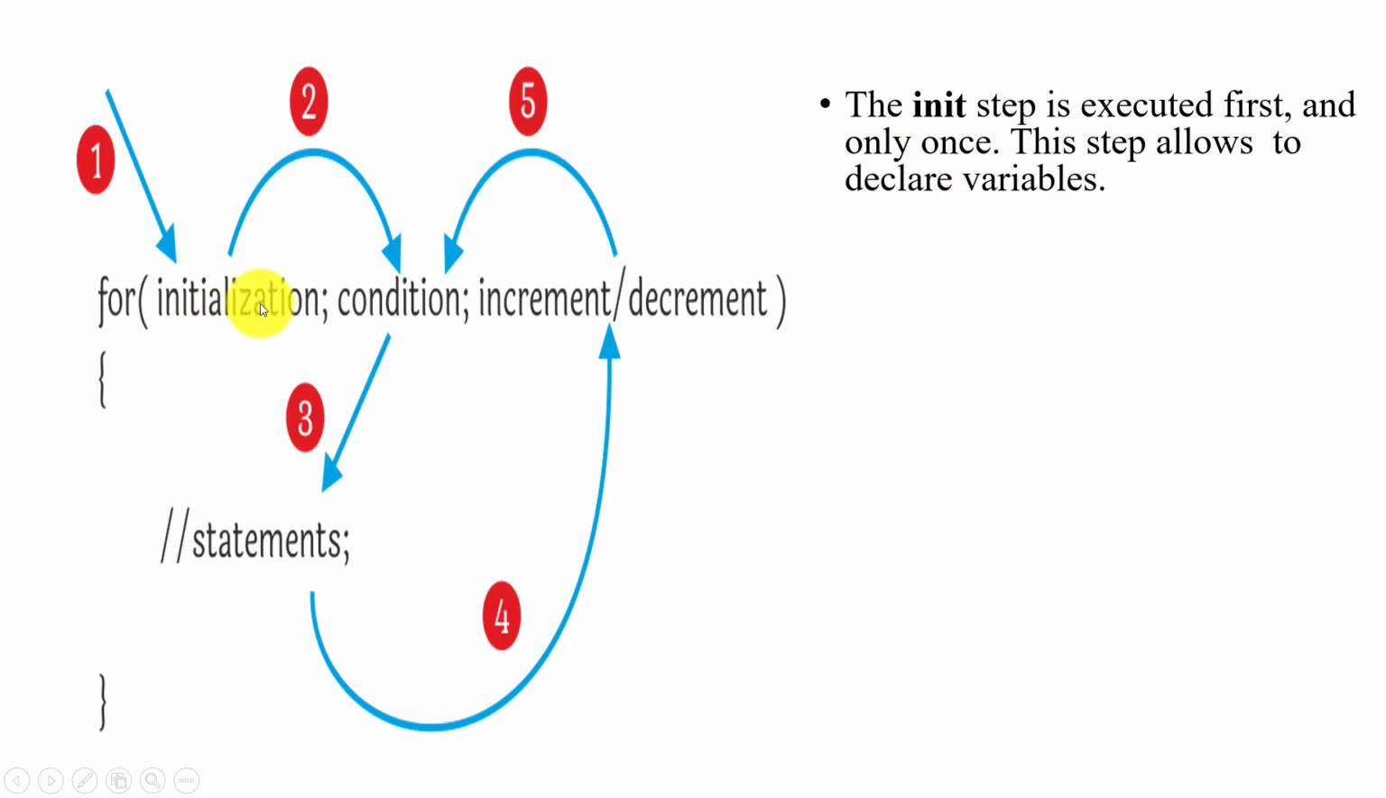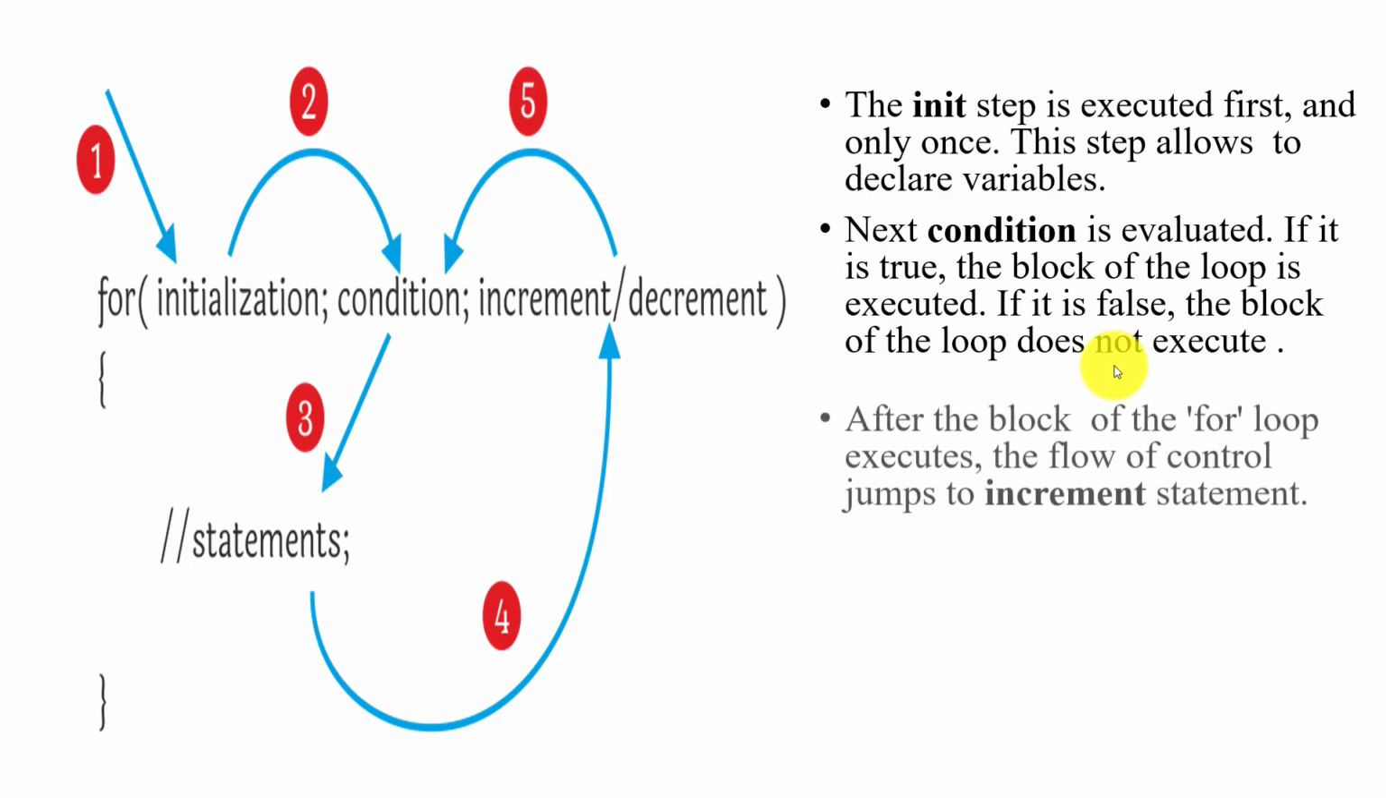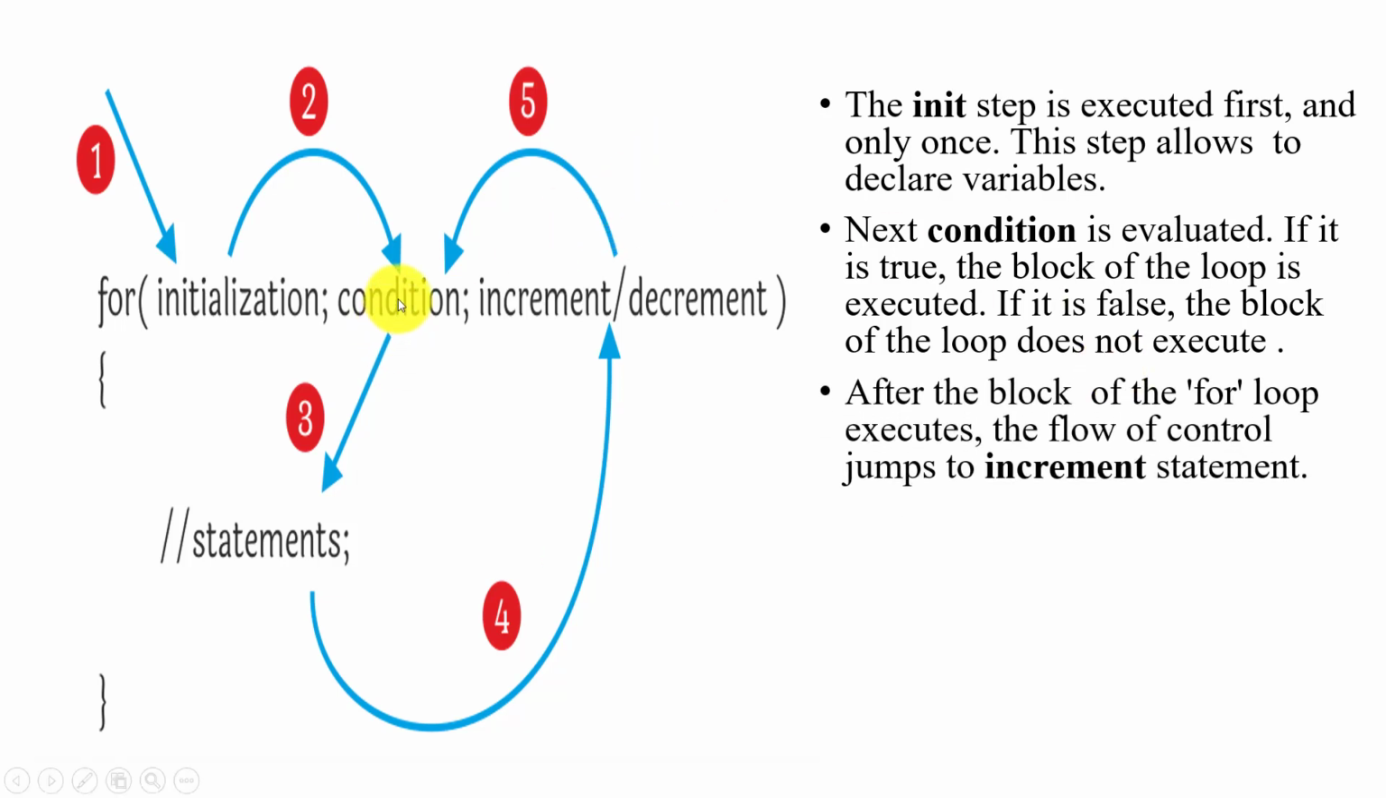After the initialization, the second step is the condition. The condition is evaluated, and we check it as true or false. If it is true, the block of statements is executed, that is, the loop is executed. If it is false, the block of the loop doesn't execute and the loop directly terminates. After the condition becomes true, this is the second part of the condition.